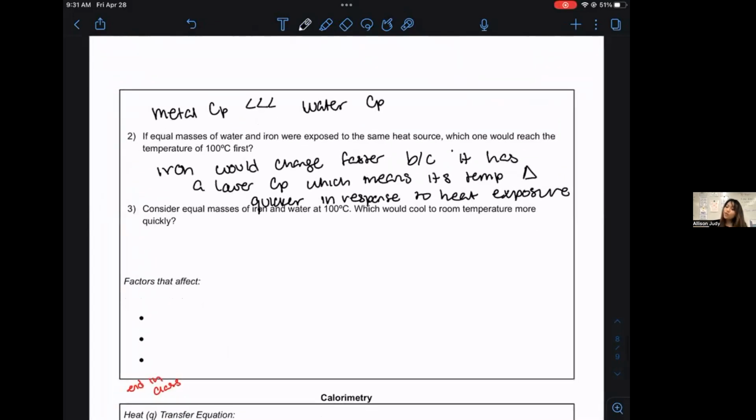Okay, so now consider equal masses of iron and water at 100 degrees. Which would cool faster to room temperature? Iron. Jocelyn, can you explain why?